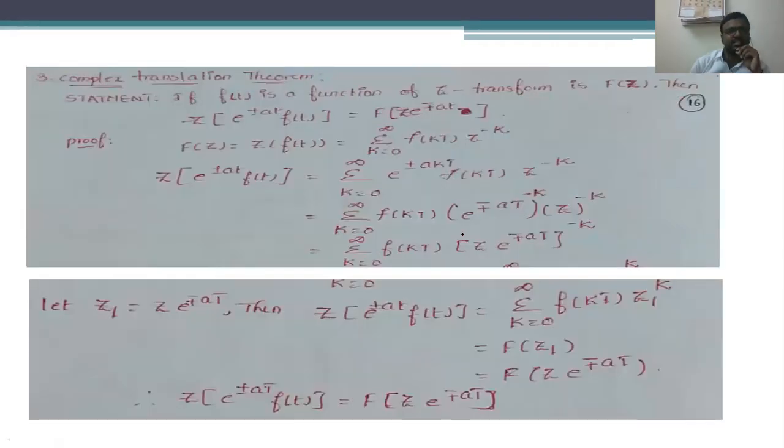We are going into the third theorem, that is the complex translation theorem. Complex translation theorem means a complex value is going to be multiplied with a function f of t. Let us suppose a function has a factor e power plus or minus at. If a Z transform is applied for that function, the e power plus or minus at is going to be converted into e power minus plus at, just as the sign values are interchanged.